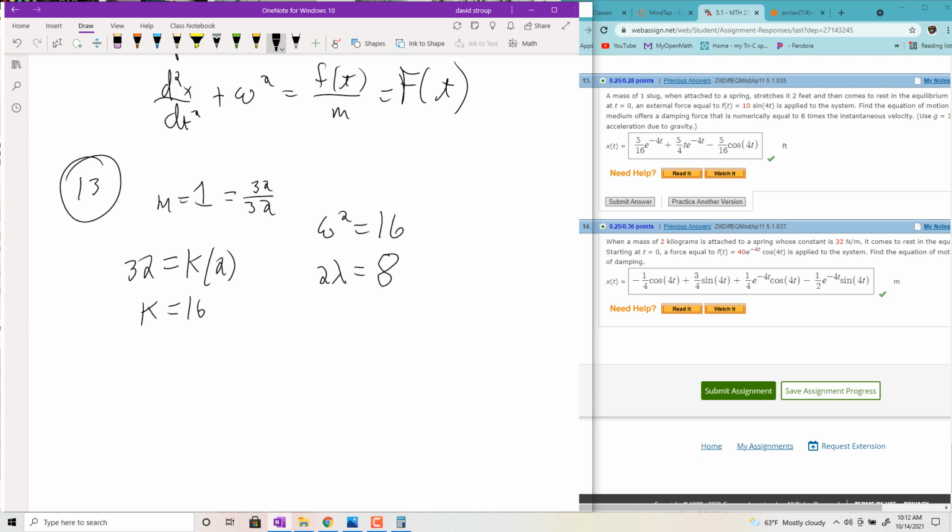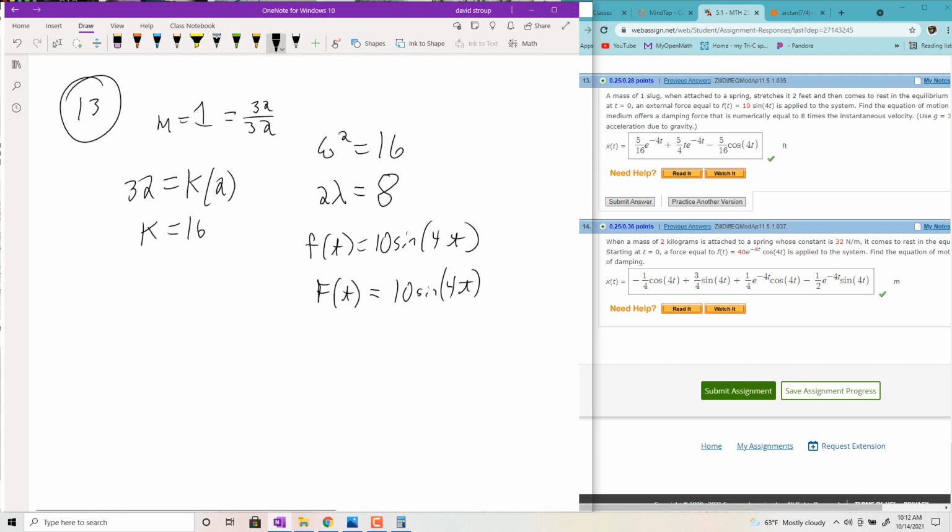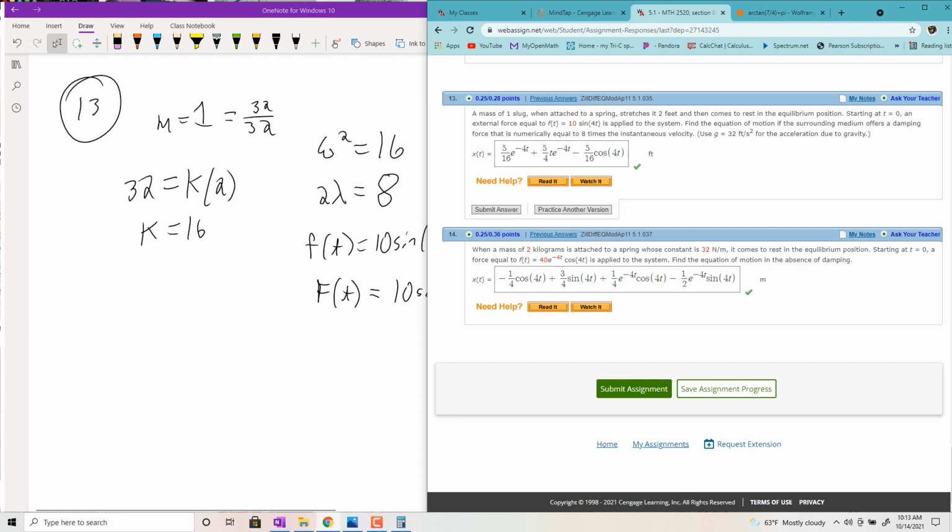What else do we need? They're giving us a little f of t, which is 10 sine of 4t. Usually it'll change when you divide it by m for big F of t, but in this case it doesn't, right? Because m is equal to 1. So you just get 10 sine of 4t here. You could screw that up, but then when you get to the next problem, it's not going to work. You just put in 10 sine 4t, because you have to divide it by mass, and mass is not 1. Anyways, I think we have enough to get started, though we probably have some initial conditions, unfortunately.